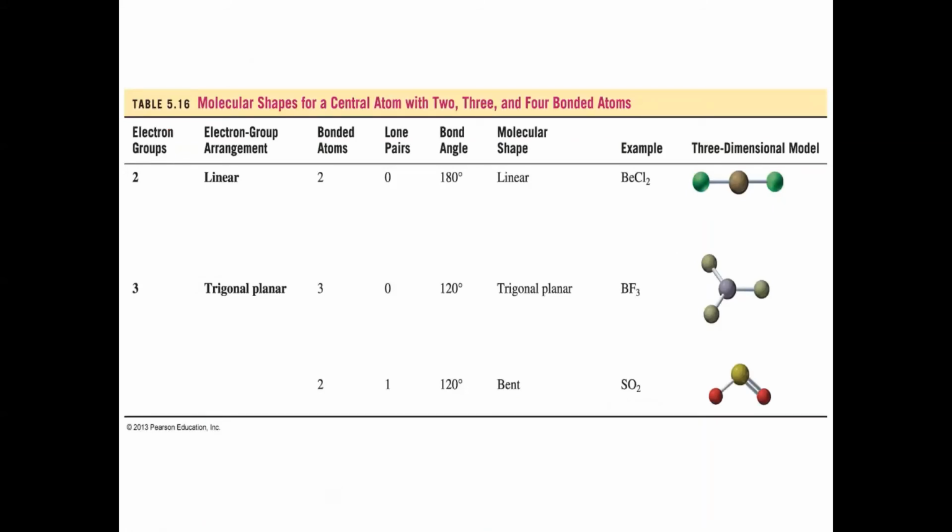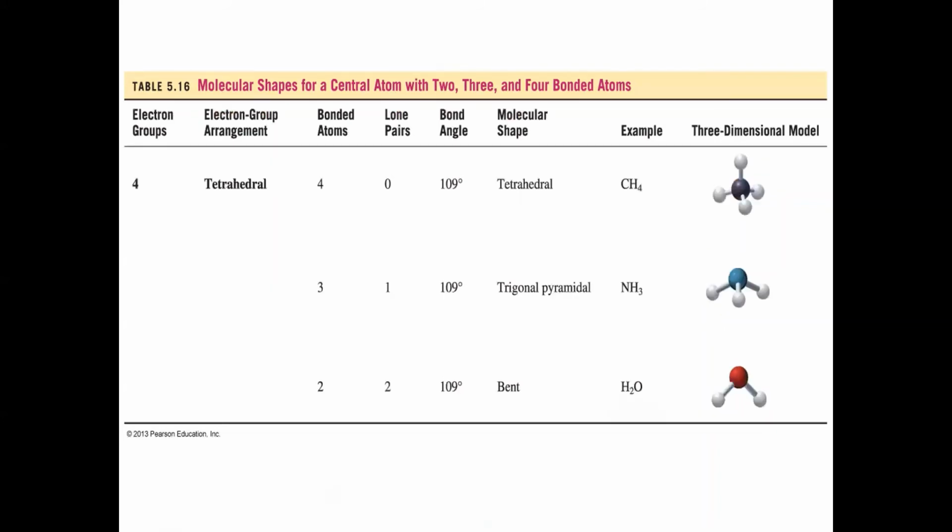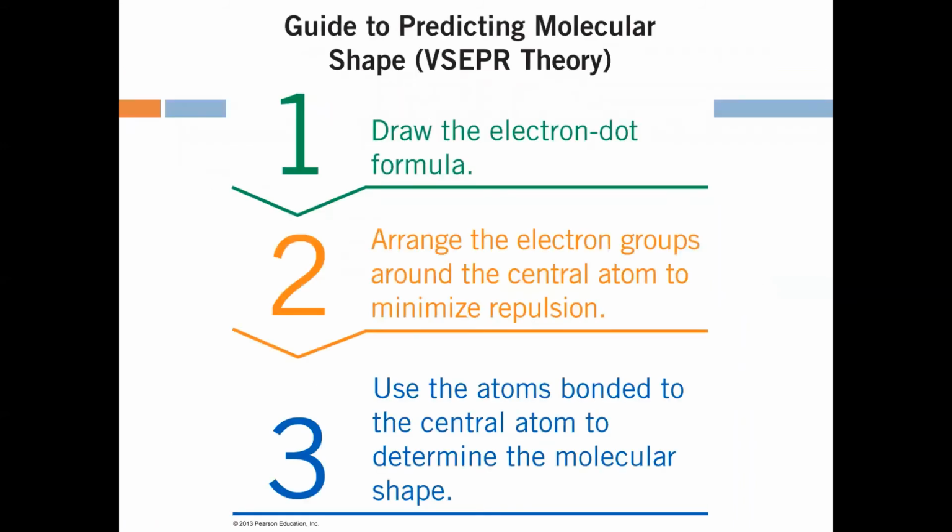These are just summaries. The big ones I want you to know: you can know SO2, that 120 degree bent one, is possible. Don't worry about the other ones. I would like you to focus on the tetrahedral, the plain tetrahedral by itself when you have 4 bonded atoms. The trigonal pyramidal when you see 3 bonded atoms and 1 lone pair. And a bent molecule when you have 2 bonded atoms and 2 lone pairs.